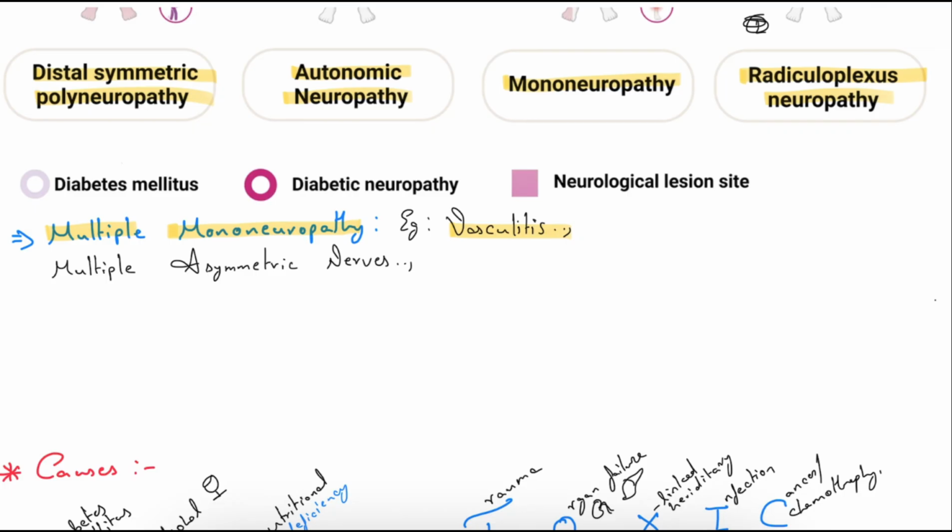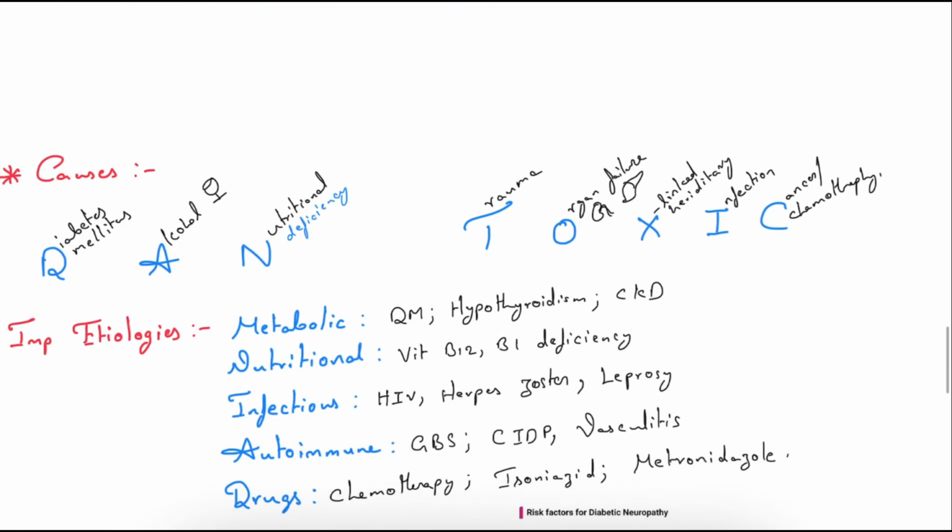Okay, so now causes of neuropathy. For causes, we have a mnemonic. The mnemonic we call DAN toxic. D means diabetes, A means alcohol, N means nutritional deficiency. So diabetes mellitus, uncontrolled diabetes, more amount of alcohol consumption. If any patient has nutritional deficiency, they are going to get these neuropathy symptoms.